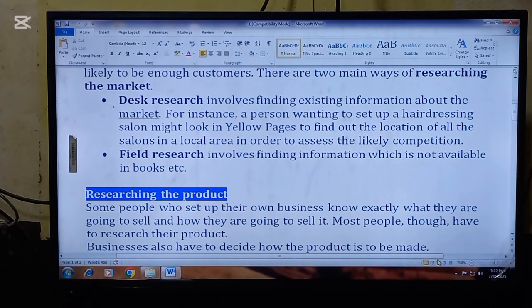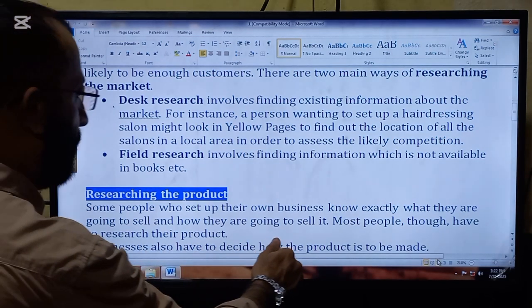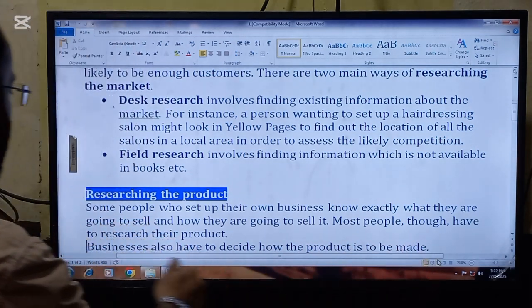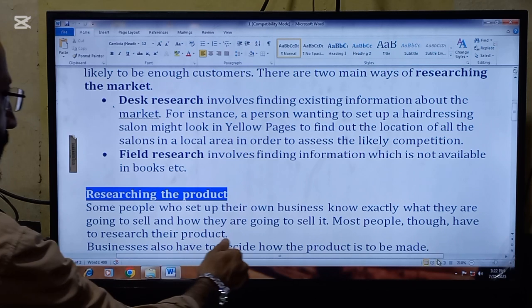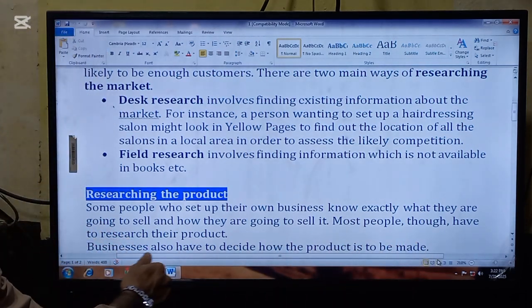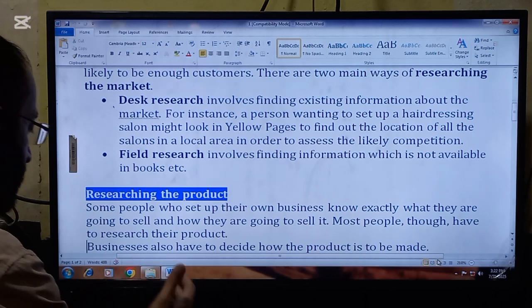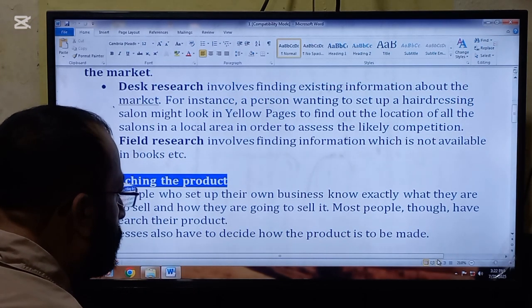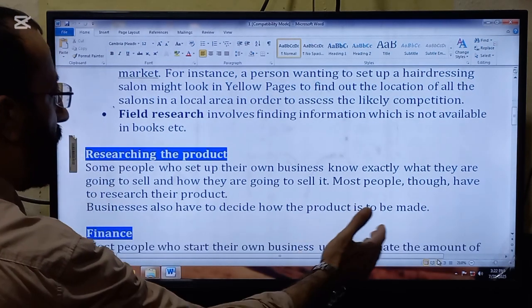The next thing is researching the product. Some people who set up their own business know exactly what they are going to sell and how they are going to sell it. Most people, though, have to research their product. Businesses also have to decide how the product is to be made.